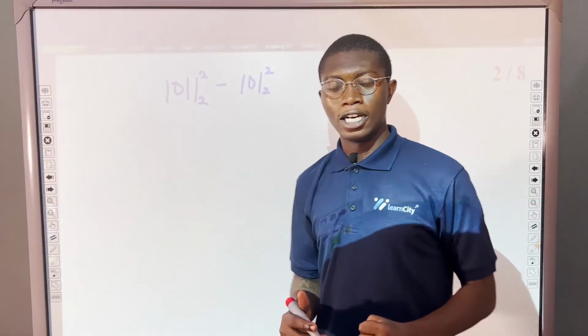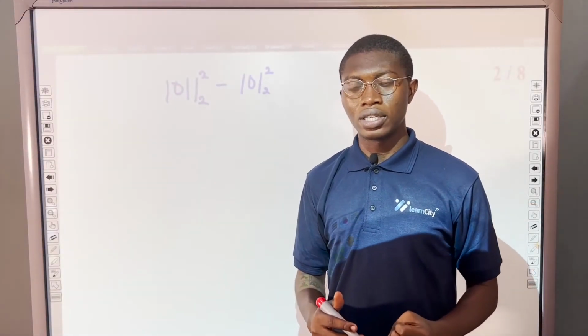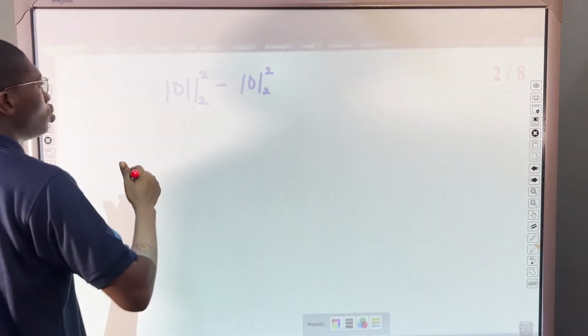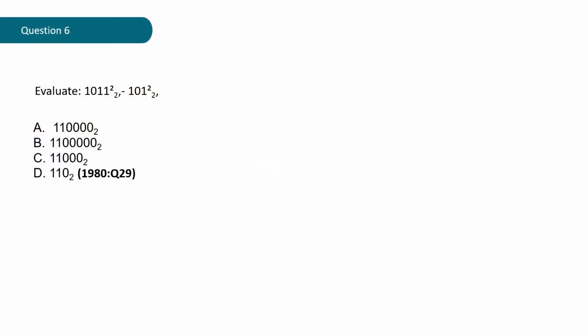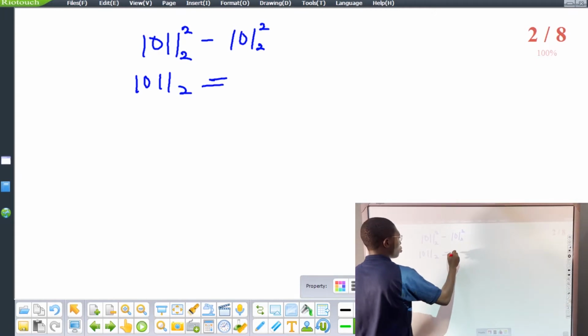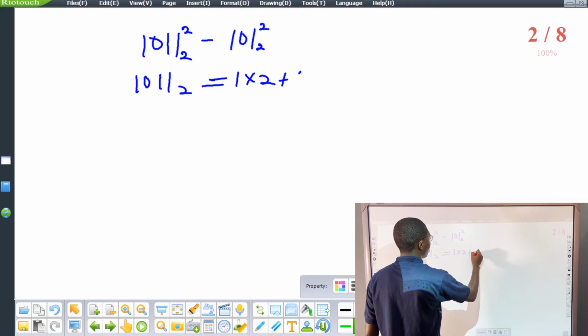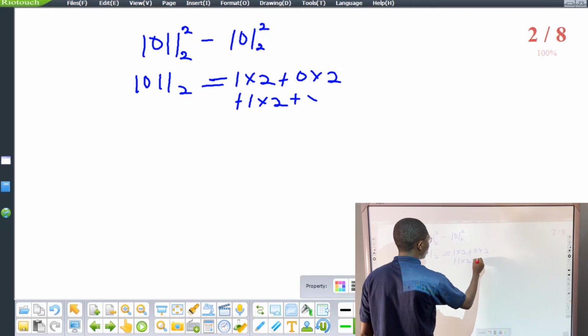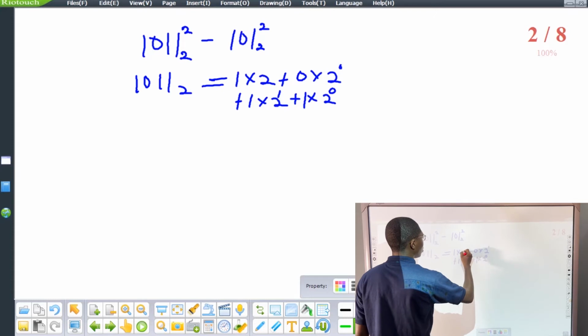Can we just give it a try? So we have (1011 base 2) all squared minus (101 base 2) all squared. So how do we convert? We have 1011 base 2. We want to convert it to base 10. This is equals to 1 times 2 plus 0 times 2 plus 1 times 2 plus 1 times 2. This is of degree 0, degree 1, degree 2, and this is of degree 3.